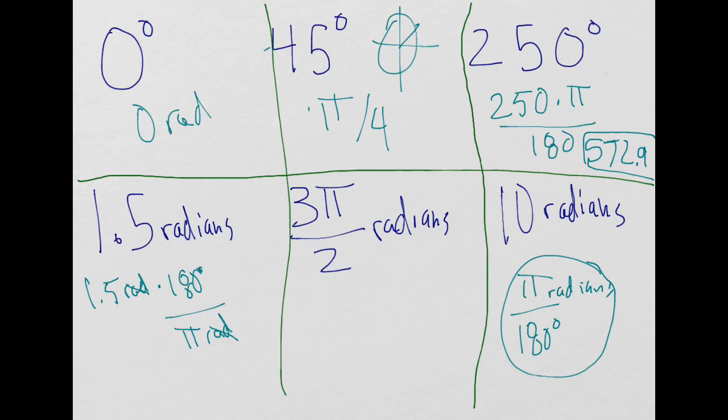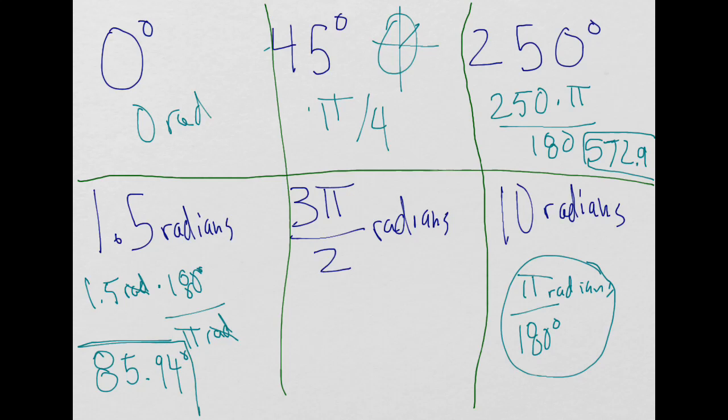So plug that into your calculator. 1.5 times 180 divided by pi. Do that, and you should get the decimal 85.94, which now is in degrees.